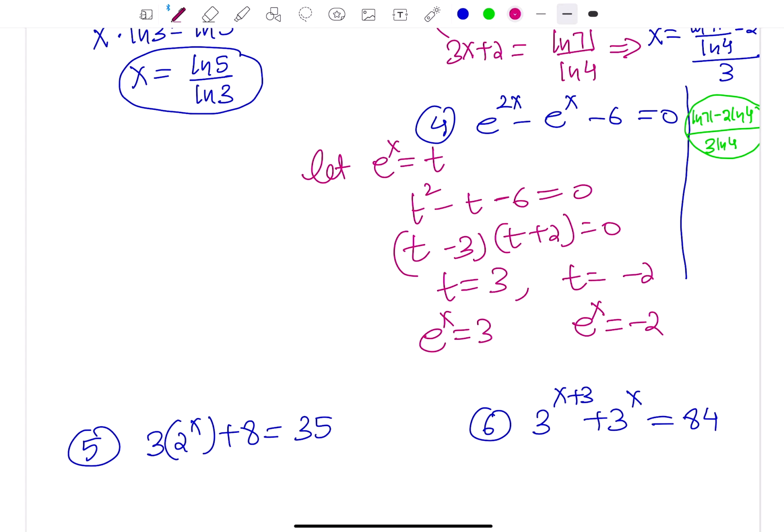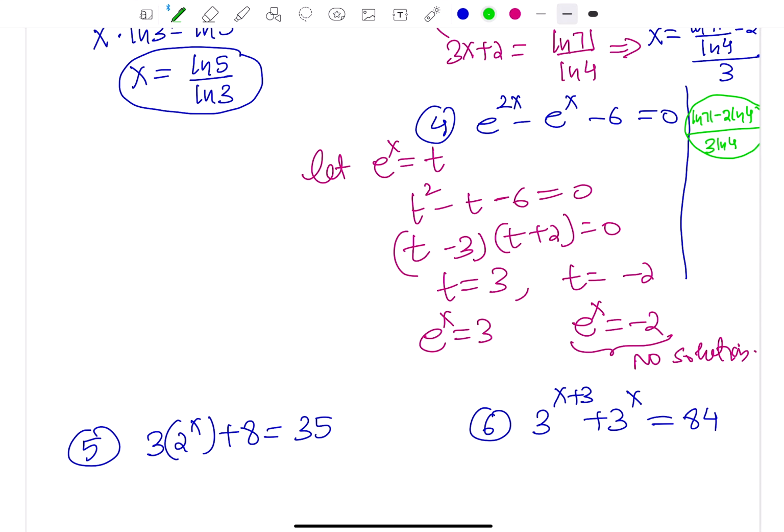Exponential functions, if you recall, never go below the x-axis. They actually never even touch the x-axis. The exponential functions are never negative. The y value is never going to be negative for any exponential function. So this piece is going to have no solution.